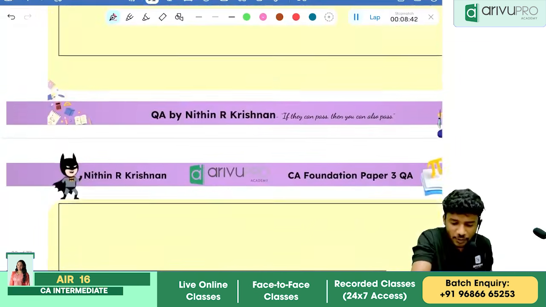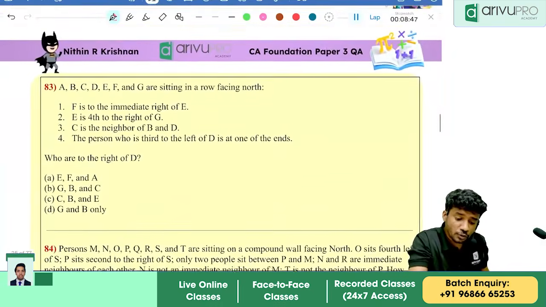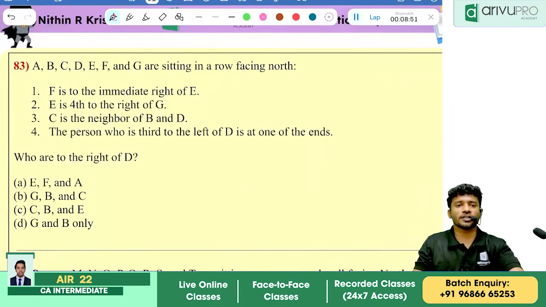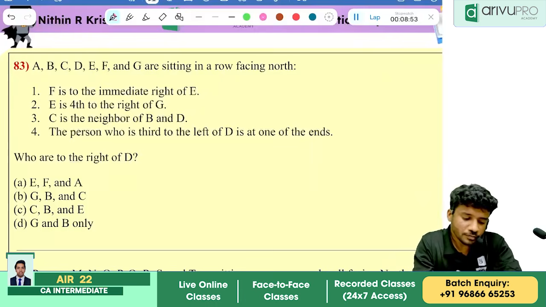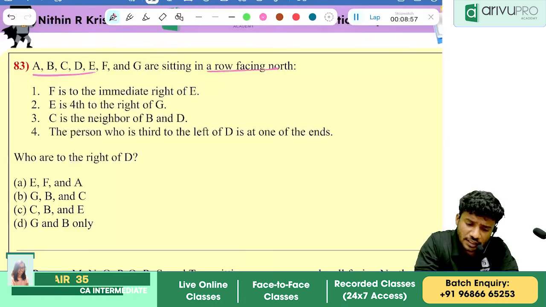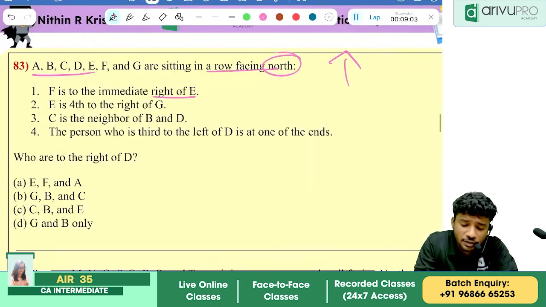Yes, everyone, are you guys ready for this? First question, I'll give a very easy question. Look at this question so that you will be able to understand all the concept with this question. A, B, C, D, E, F, G, H are sitting in a row and facing the north direction. F is to the immediate right of E.